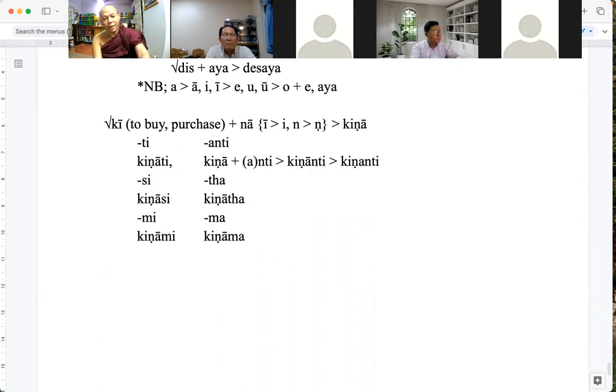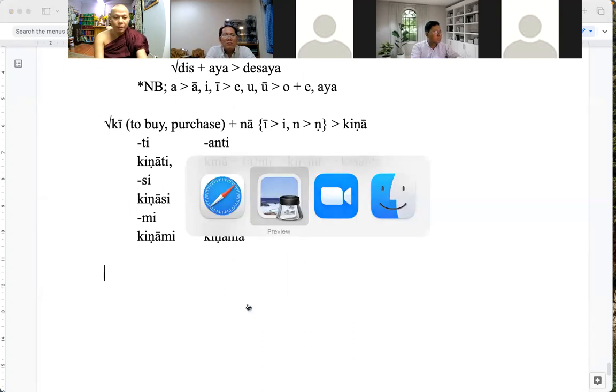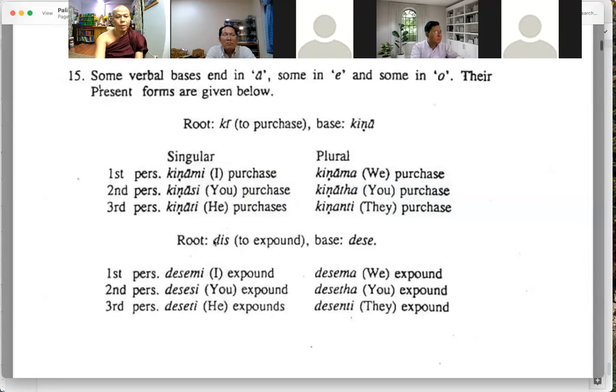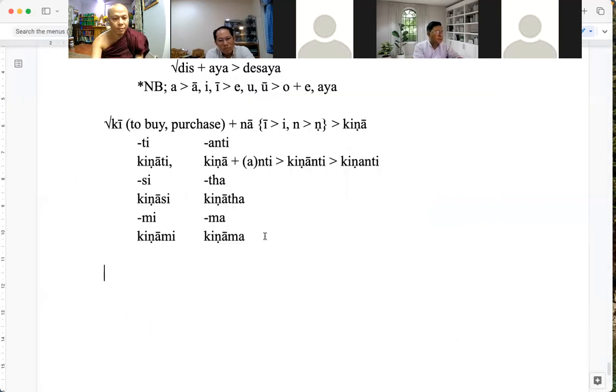And then the second root in Pali Easy is root Dis. Okay, root Dis. And then to expound or to preach. So they say root Dis, to expound or to preach.